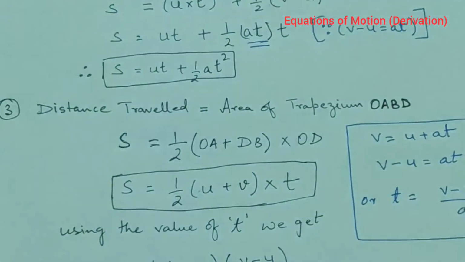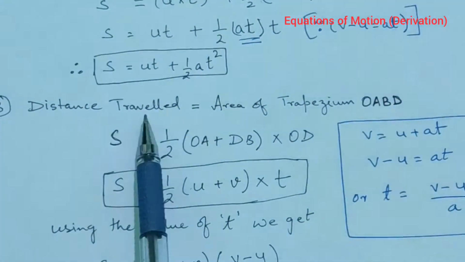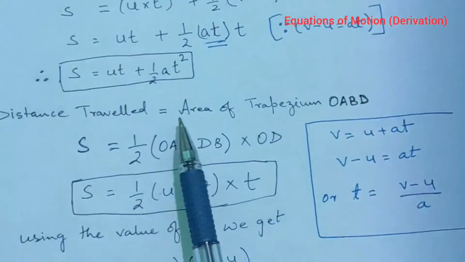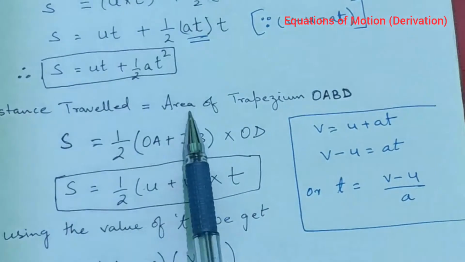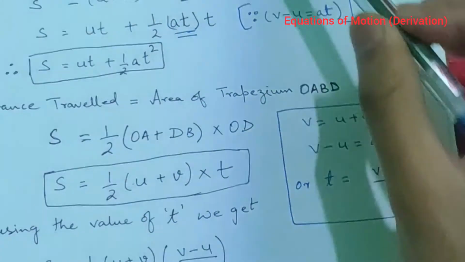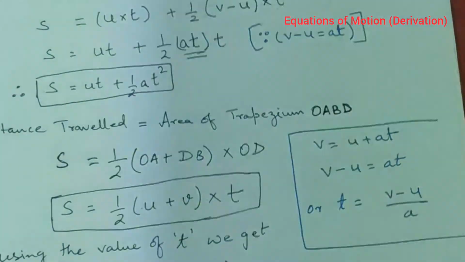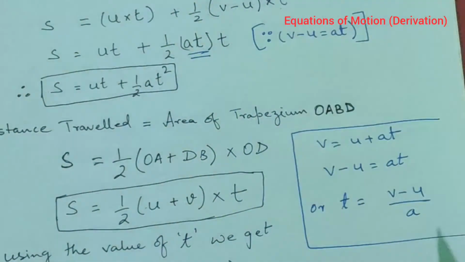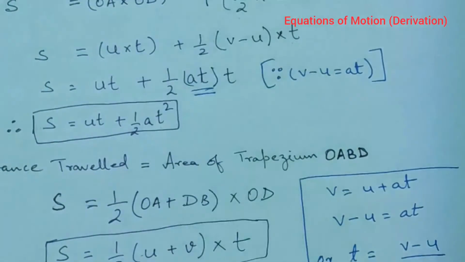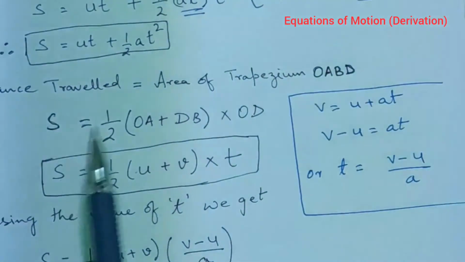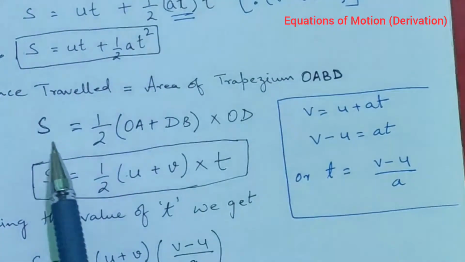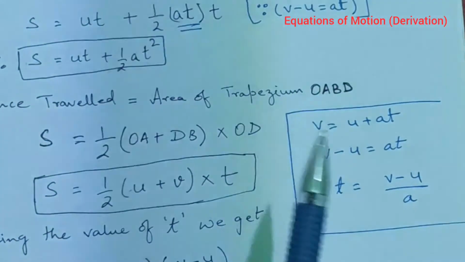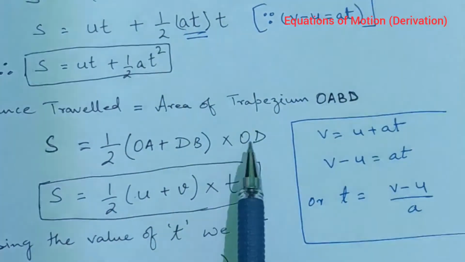Now for the third equation of motion, we again use the same idea. The distance traveled from the graph is the area enclosed within the graph, equal to the area of trapezium OABD, same as the previous case. But in the previous case we divided the trapezium into a rectangle and a triangle, whereas now we simply apply the formula for the area of a trapezium: half the sum of the parallel sides multiplied by the height. So we have half OA plus DB multiplied by OD.